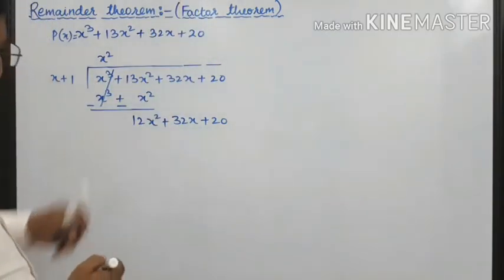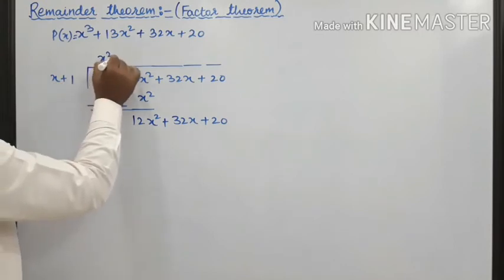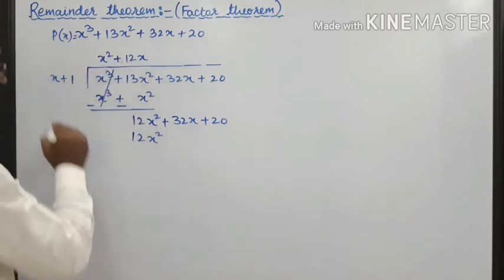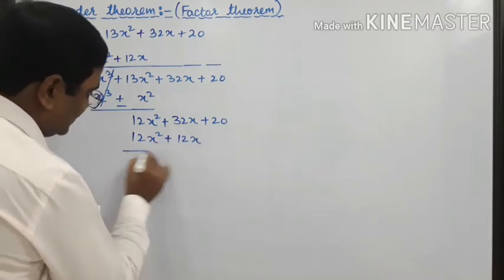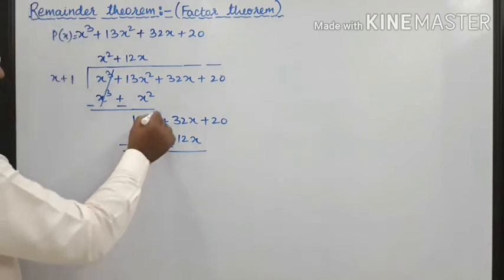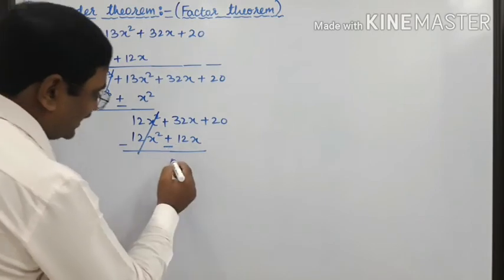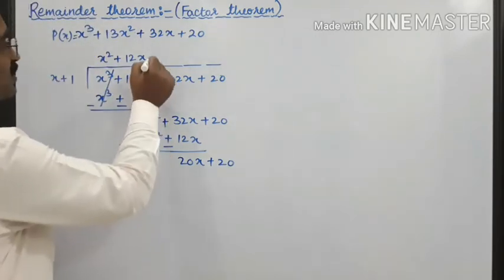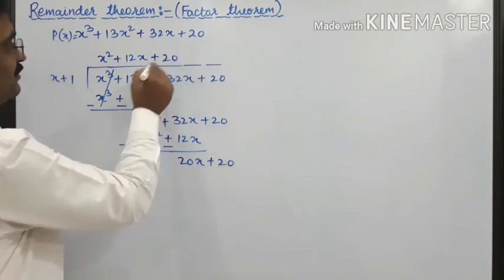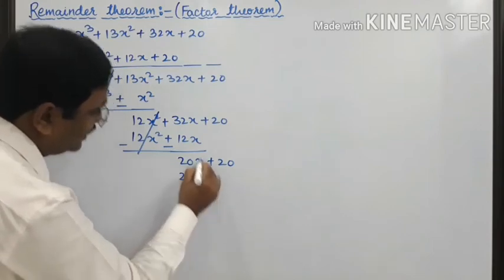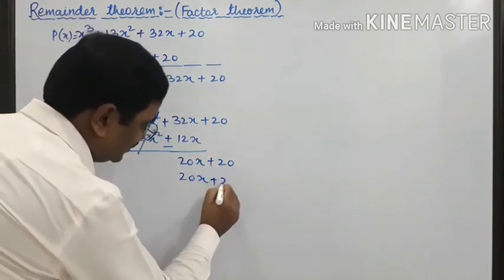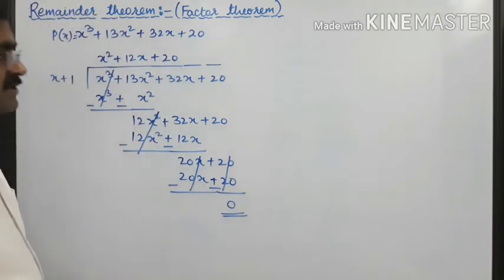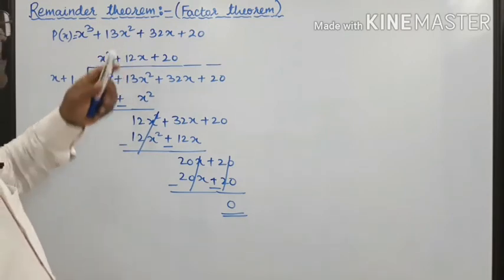इसको आगे करते हैं. So we have to bring 12x square from the x, so multiply 12 into x. 12x into x is equal to 12x square. 12x plus 1 is equal to plus 12x, and subtract it. Now changing the sign, this 12x square is cancelled. 32x minus 12x is equal to 20x plus 20. Now next we have to proceed. We have to bring 20x, so multiply by 20 in this x, you will get 20x, and plus into plus is plus, 20 ones are 20. Subtract, change the sign, it is cancelled. Therefore, remainder is 0, but the quotient is x square plus 12x plus 20.